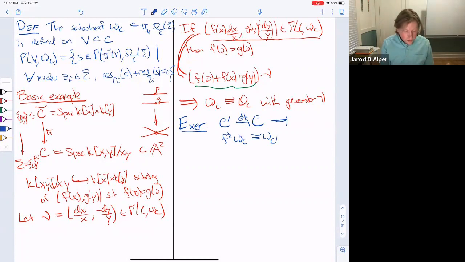And therefore, because we know nodes étale locally look like this, we get that omega c is always a line bundle on a nodal curve.